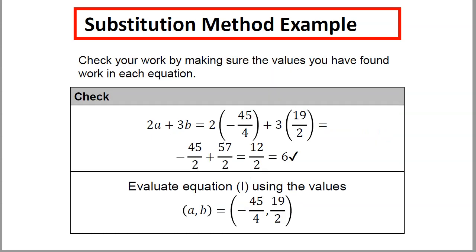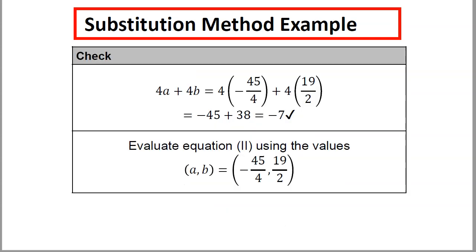We can check by putting those two values, one for A and one for B, into each equation. When we plug them into equation 1, we get 6, which checks. And when we plug them into equation 2, we get -7, which checks.